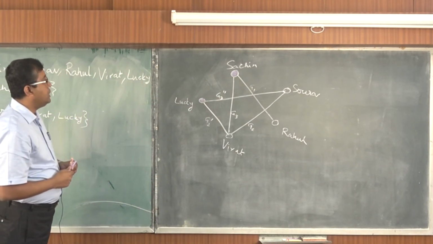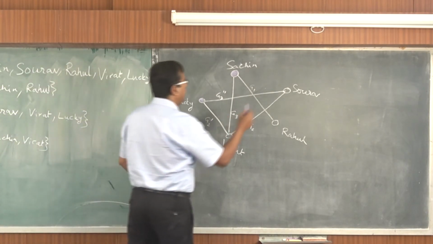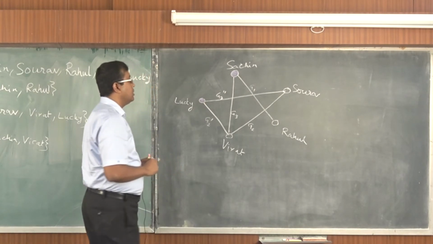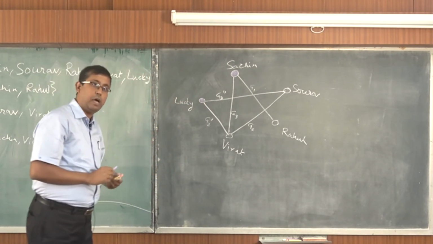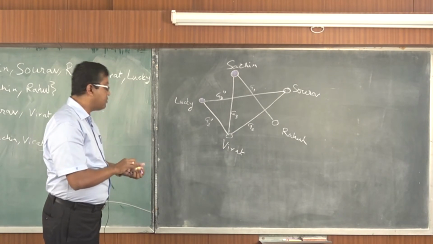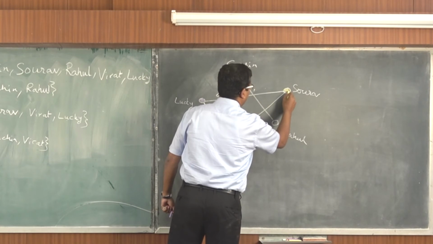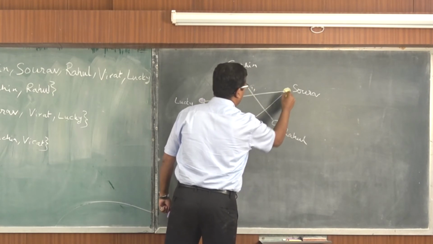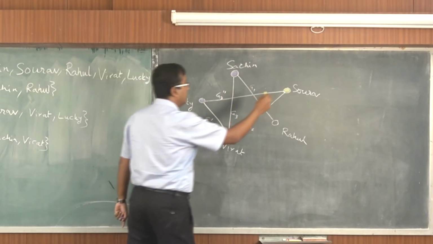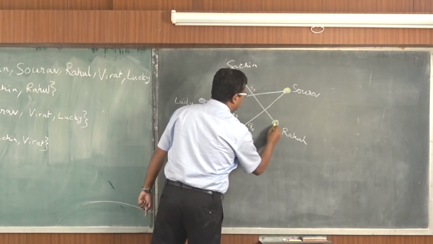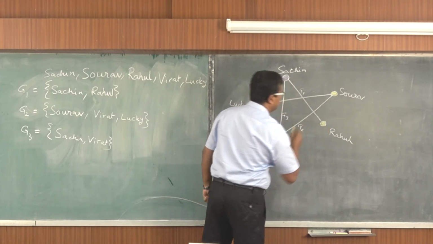Now I can also try to paint Saurav as violet, but since we have already painted Lucky as violet, I cannot paint Saurav. So one of them I can paint as violet. Now Saurav, I have to assign a different color. I assign a color yellow. So this is what I give to Saurav. Saurav to Virat and Saurav to Lucky there is an edge, but there is no edge between Saurav and Rahul. So I can paint both of them as yellow.